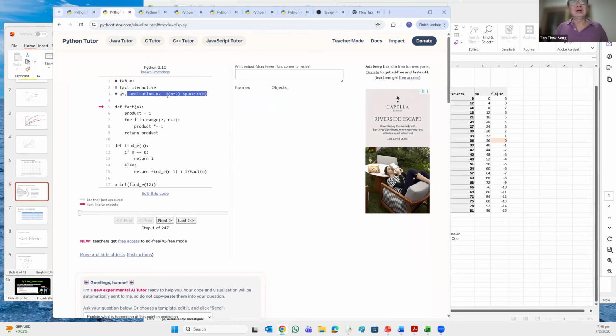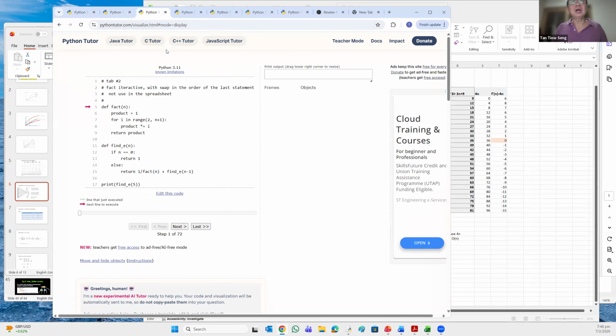By the way, here I have a few more tabs to show you that you can try out yourself. This is n squared O space. The code here, you know that you can swap these two guys, right? By swapping it, would it make any difference? You can try it out.